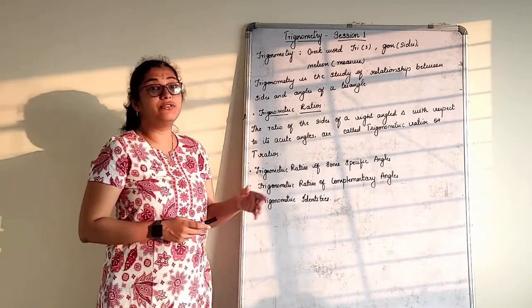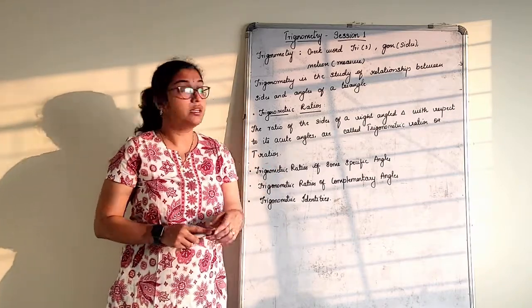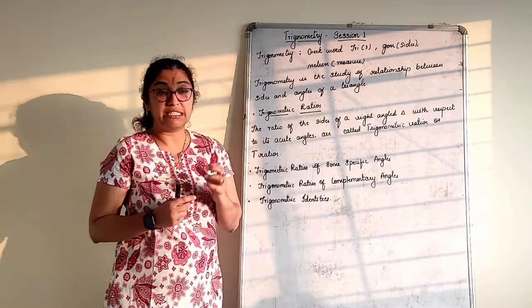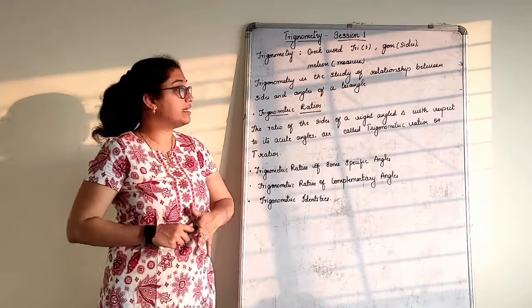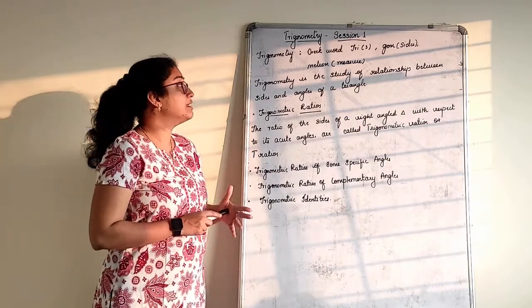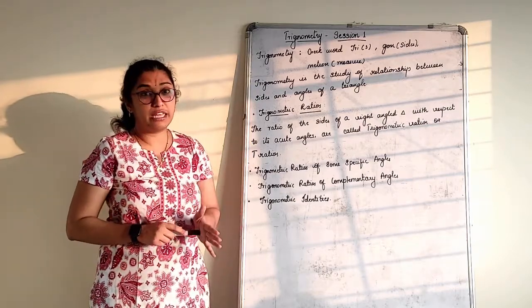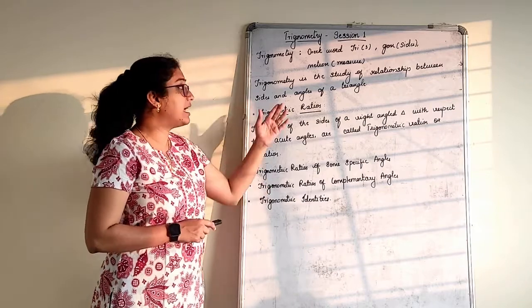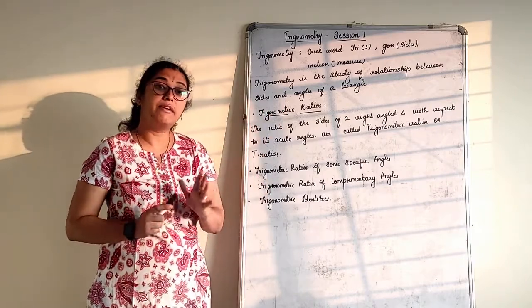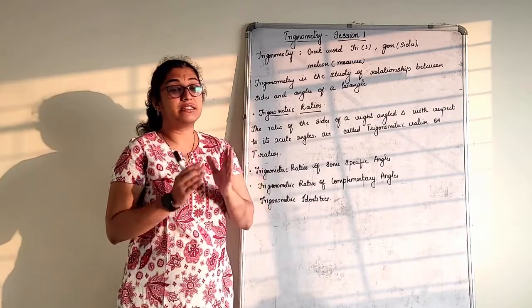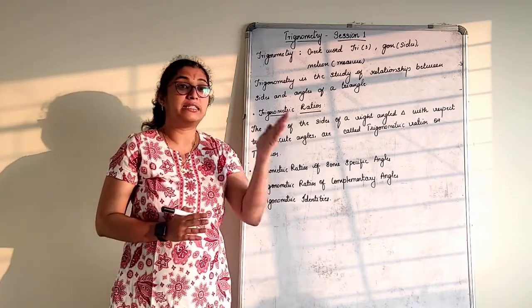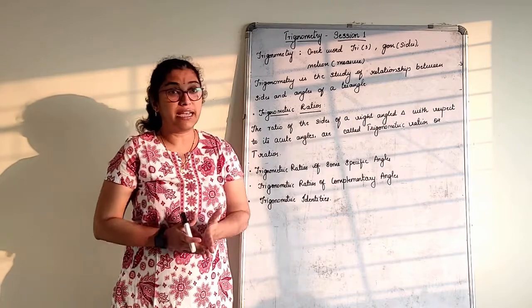The word trigonometry is derived from Greek, where tri stands for 3, gon stands for sides, and metron stands for measure. So trigonometry is the study of the relationship between sides and angles of a triangle. Now, which type of triangle? It gives us the study of the relation between sides and angles of a right angle triangle.